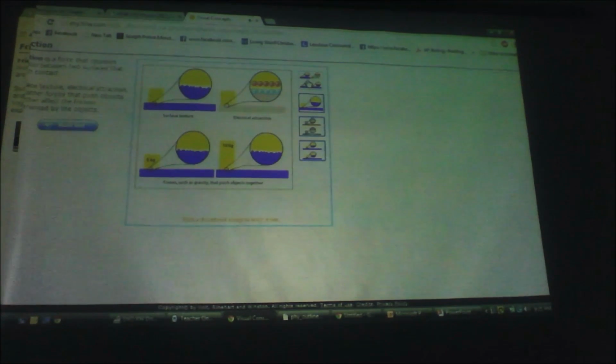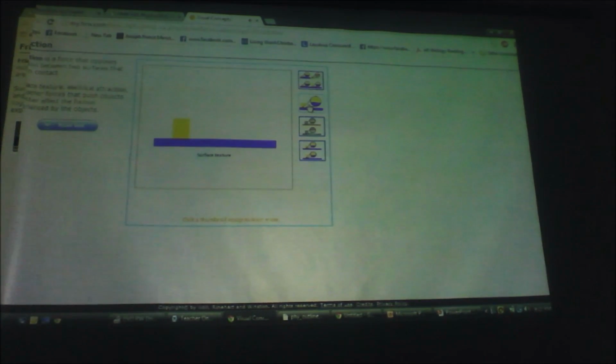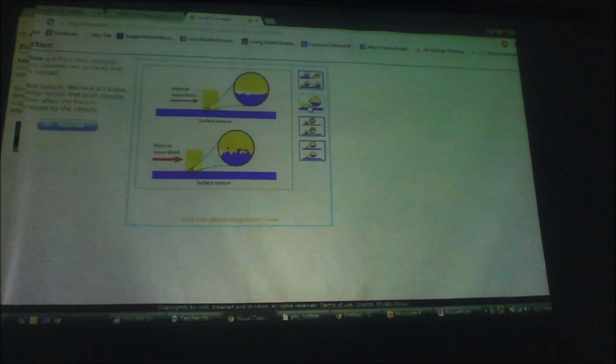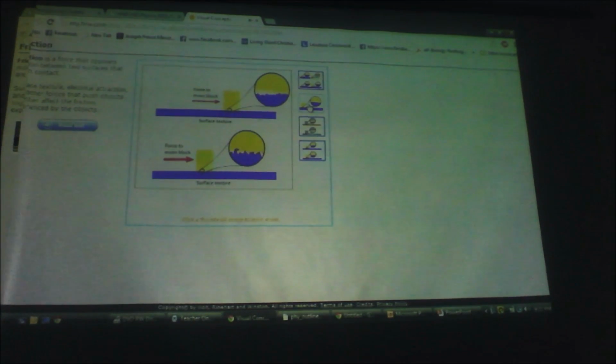Friction makes it more difficult to move an object across the surface of another object. Surface texture, electrical attraction, and other forces that push objects together all affect the friction experienced by the objects. Even if the surfaces of two objects appear to be smooth, they are rough on a microscopic level. In general, as the roughness of a surface increases, the friction increases, and more force is required to move the object along a surface. Even the surface of fluids, such as water and air, can cause friction. The reason swimming provides such a good workout is that you must exert force to overcome the friction created by water molecules.